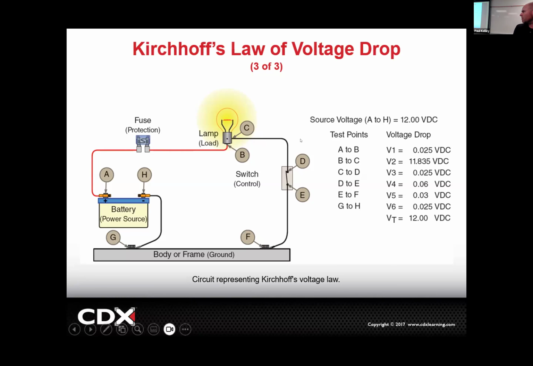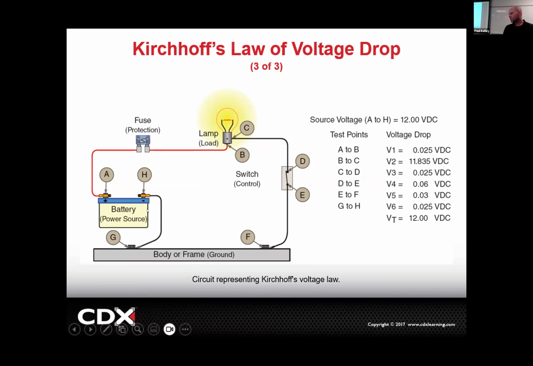Then as you continue, we drop another 0.025, another 0.06, another 0.03, another 0.025. If you were to add up all the voltage drops, what would you get? 12 volts, whatever the source was, right? So that's Kirchhoff's law, saying if you measure your battery and your battery is 12.0, by the time you build a complete circuit, your voltage drop sums will all come out to the total every time.